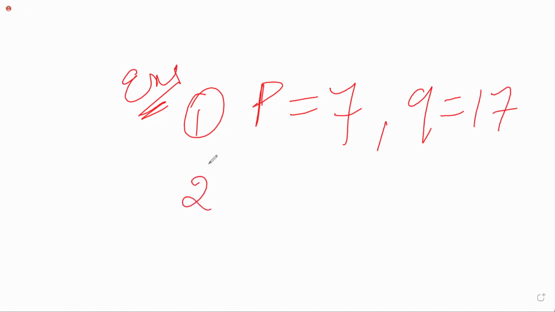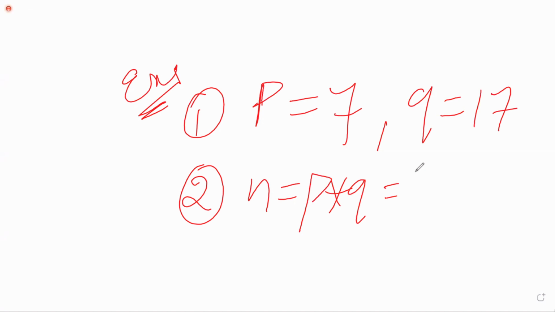So what is the second step? The second step is Bob should calculate the product of P and Q. N is equal to P into Q. Tell me, what is the N value? If P is equal to 7 and Q is equal to 17, what is the N value? Give your answer in the chat box.